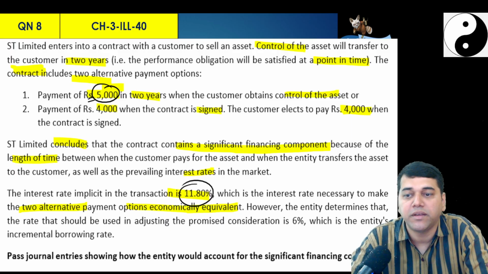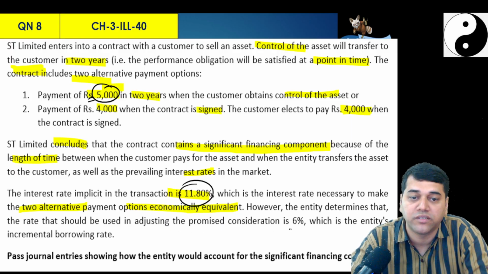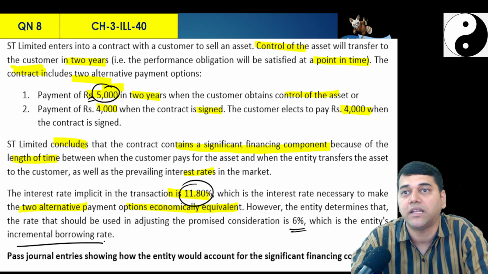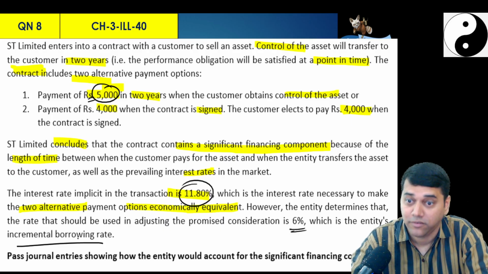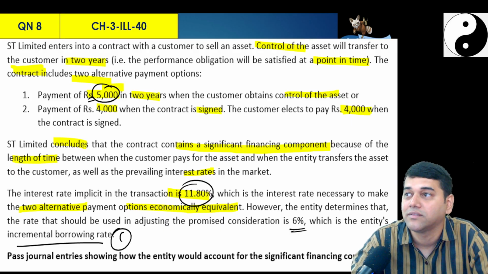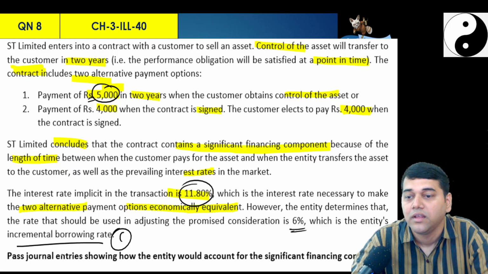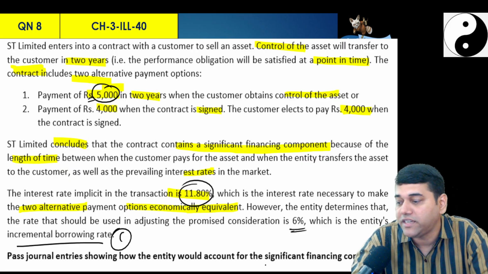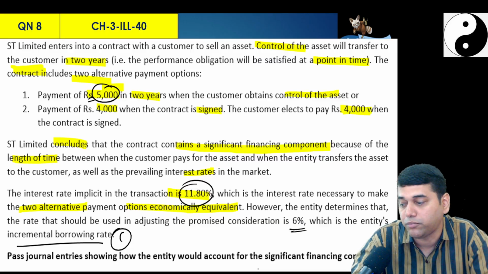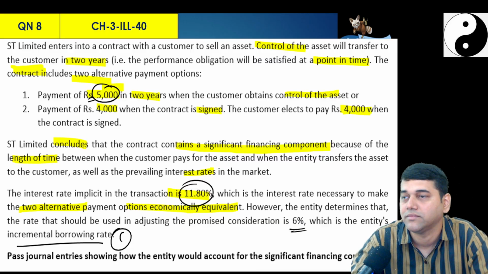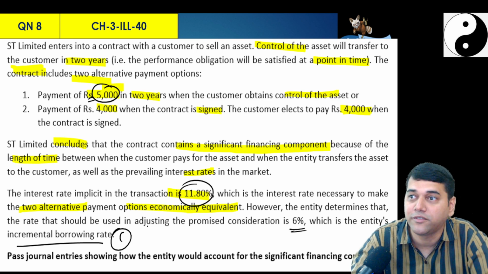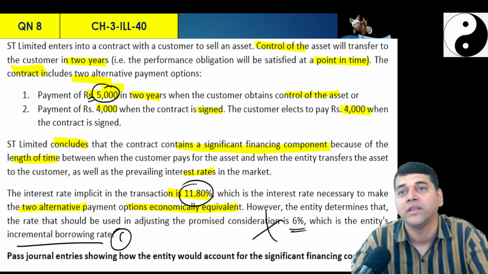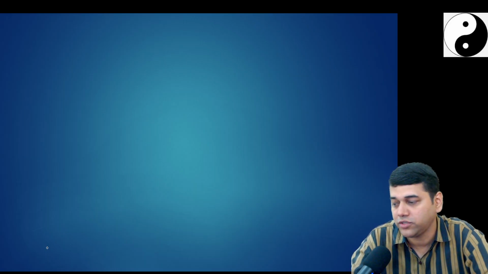However, the entity determines that the rate to be used in adjusting the promised consideration is 6%, which is the incremental borrowing rate. So, which one should you be using? First, always give the preference to this. Now, pass the journal entry showing how the entity is going to account for the significant financing component. Which rate should you use? 6% you should use, not the implicit one. If this is not available, then you should go to the implicit rate. Okay, right? Solution.